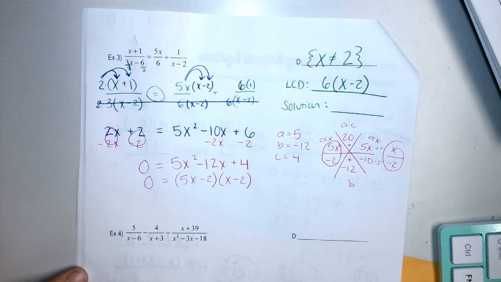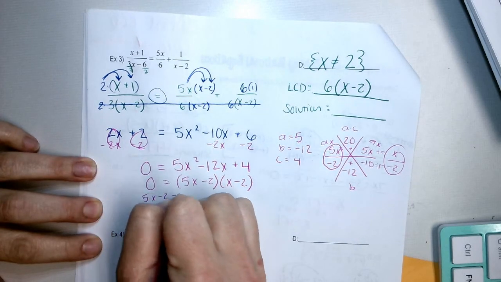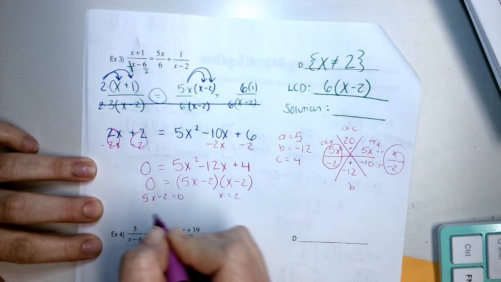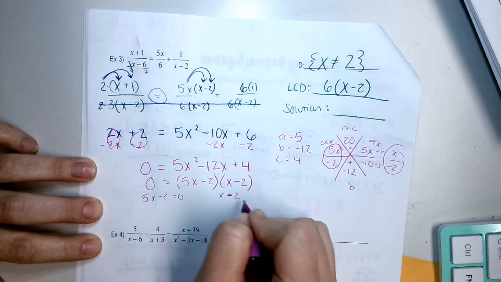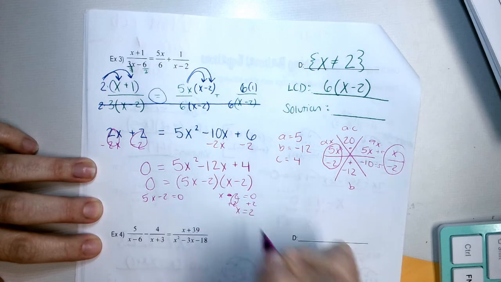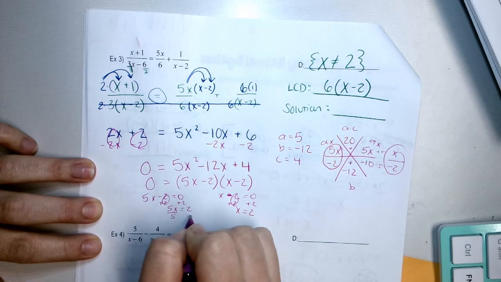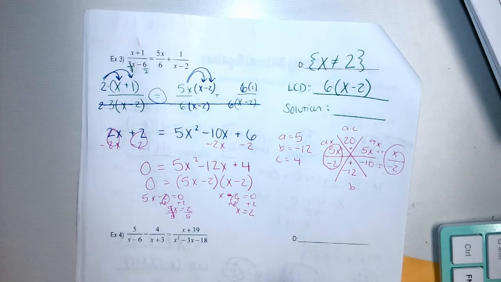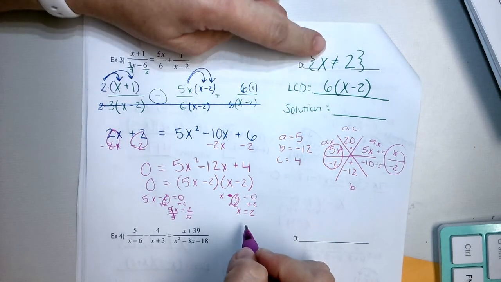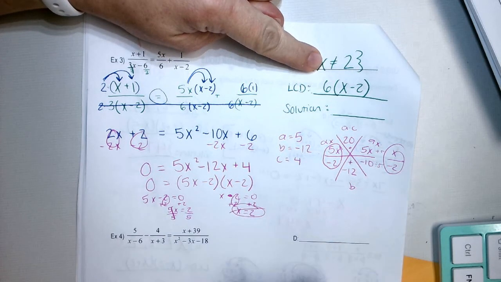So then remember, we set our factors equal to 0 and solve. So we get 2/5 and we get 2, but what can x not equal? 2. So this is not going to be one of our solutions. What's our only solution?